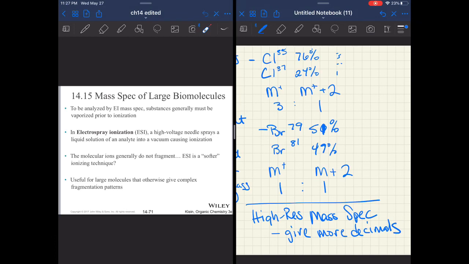If you are doing mass spec on larger compounds, sometimes electron impact can be too aggressive. It can blow everything into fragments. And if you need to know the molar mass and you can't get a parent peak because everything keeps fragmenting, you might try something softer, something like electrospray ionization. That would be something you would study more if you took an analytical course or a mass spec specific course.